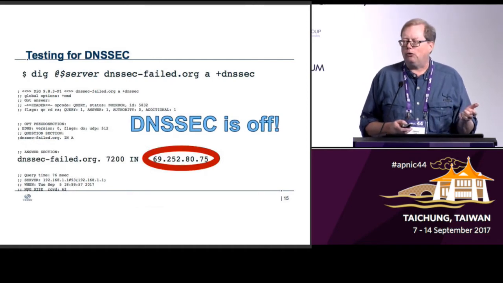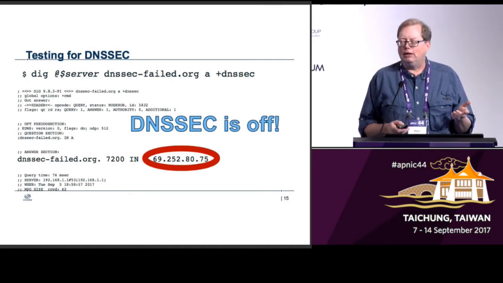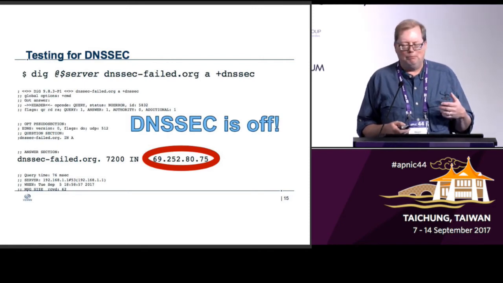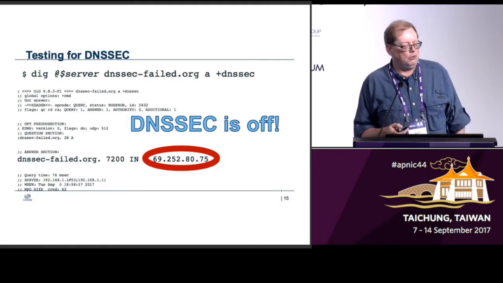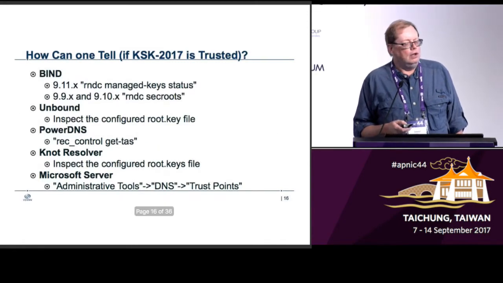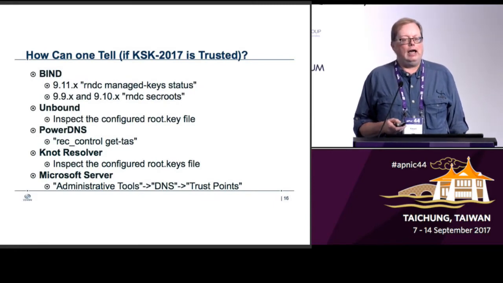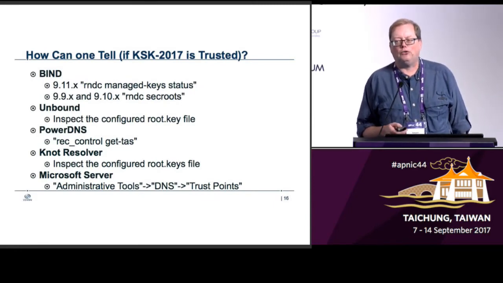If you see the answer pop up in your window, that means you're not doing DNSSEC. It's getting through somehow. You should see if you want DNSSEC to come on, but right now that's not going to be a problem for the rollover. If you have DNSSEC turned on, how do you tell what keys you trust?